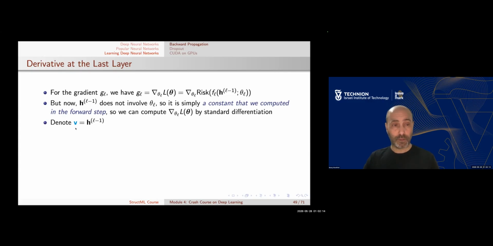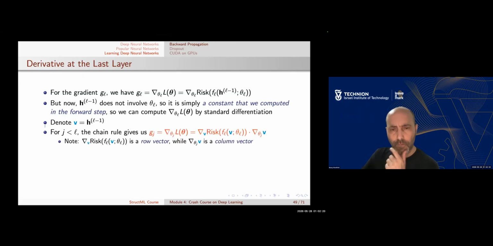What happens to such g_j? So let v be h_(L-1), this part. If you're looking at the j that is smaller than L, then with the chain rule, we will get g_j, the derivative of theta_j on the loss, which is the derivative of v on the loss and the risk, times the derivative of theta_j on v. Just a simple application of the chain rule.